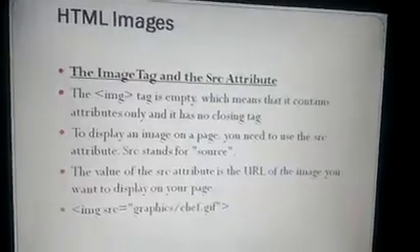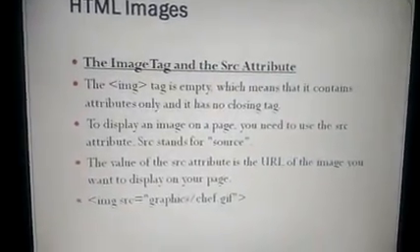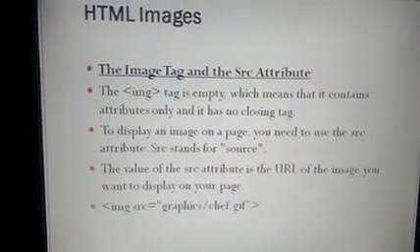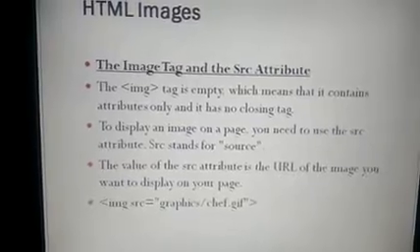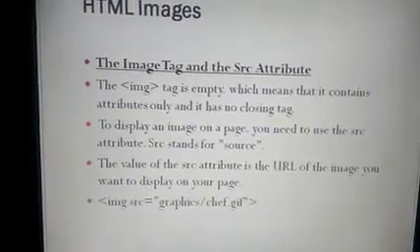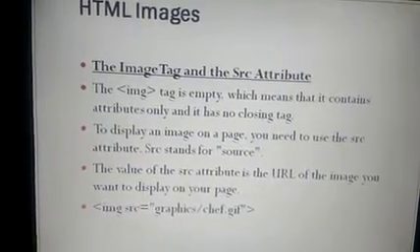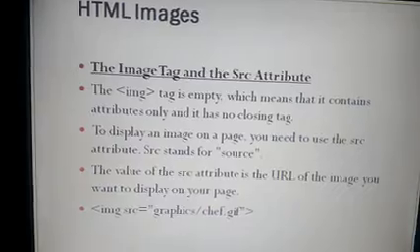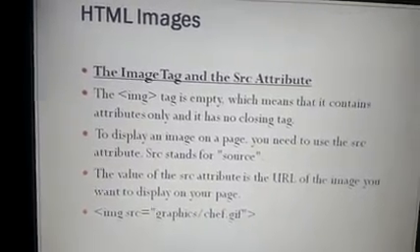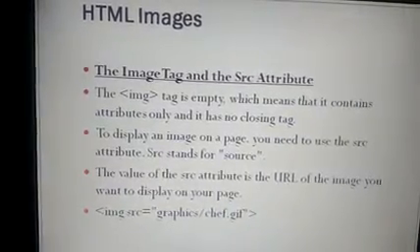Then I come to HTML images. Now suppose on a web page you want to put some images. So how would that be possible? It is possible this way: just the image tag and the src attribute, which stands for source, okay? So first of all, the image tag is used, and then the attribute for the image would be src.